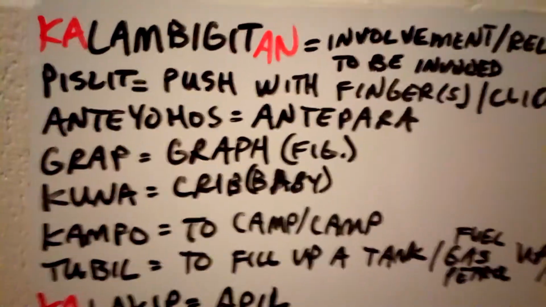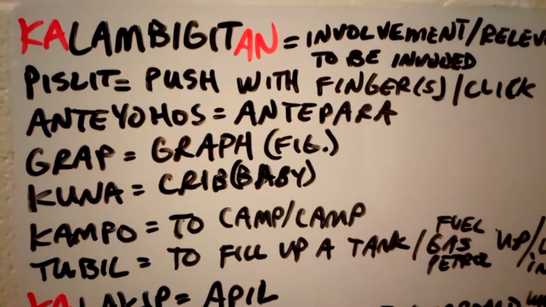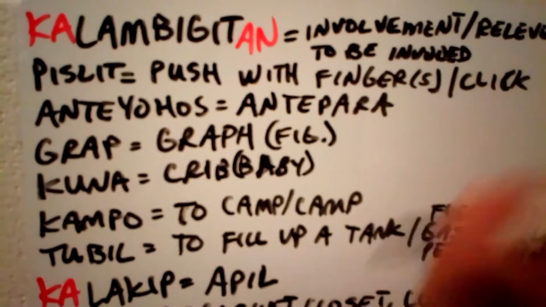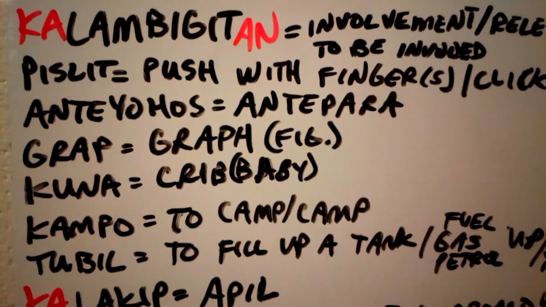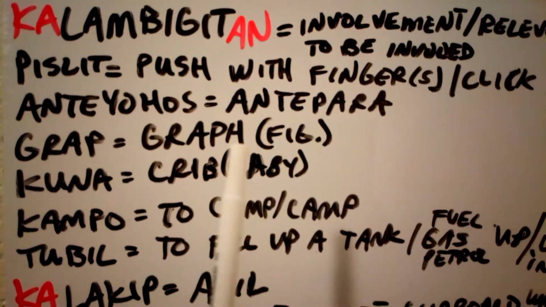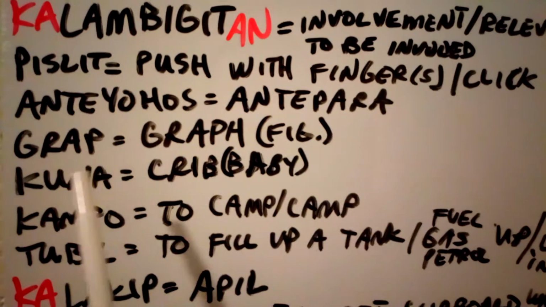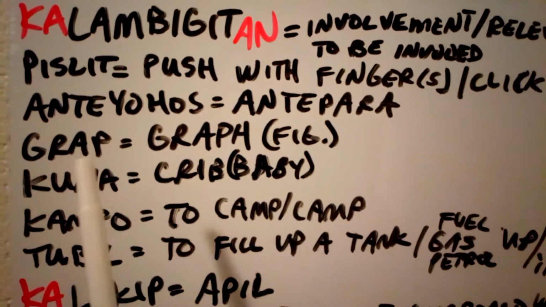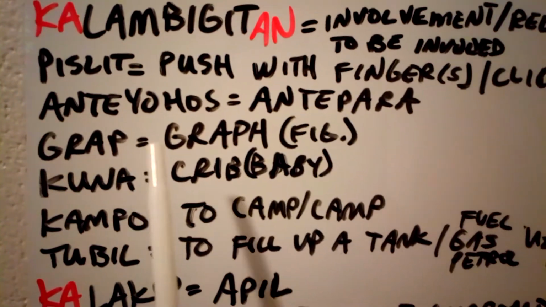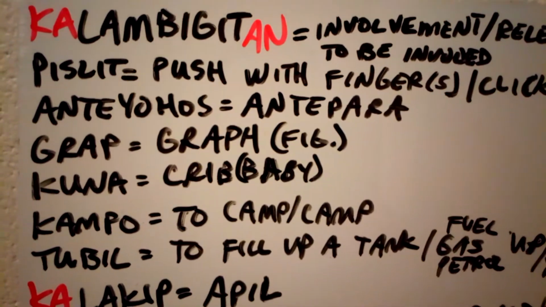The next word is anteojos, which is the same as antepara, right? So if you don't know what antepara is, anteojos is the same. Graph is a graph, like in a figure. So if you're gonna take a look at the statistics of something and you see a graph, for example, the graph of the coronavirus that's going on right now, you can see a graph, right? Graph is the borrowed word from English. Similarly, anteojos is a borrowed Spanish word. So graph is a borrowed English word meaning graph, to graph something, a graph like a figure, like in a math or science book.